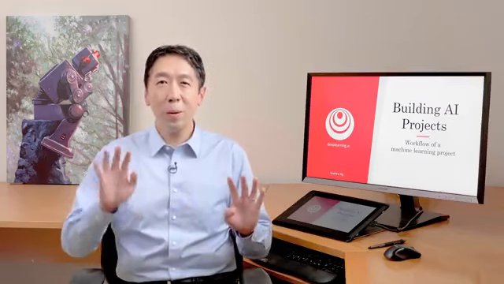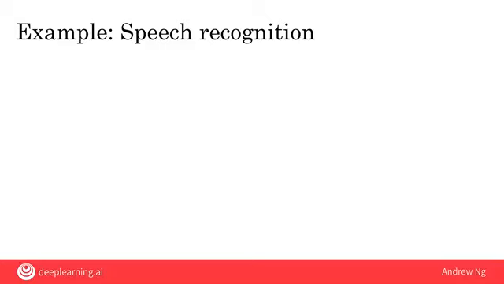Machine learning algorithms can learn input to output, or A to B, mappings. So how do you build a machine learning project? In this video, you'll learn what the workflow of machine learning projects is. Let's take a look. As a running example, I'm going to use speech recognition.